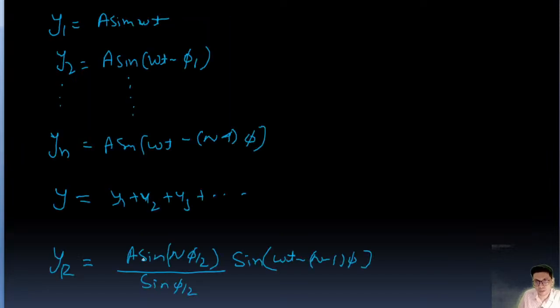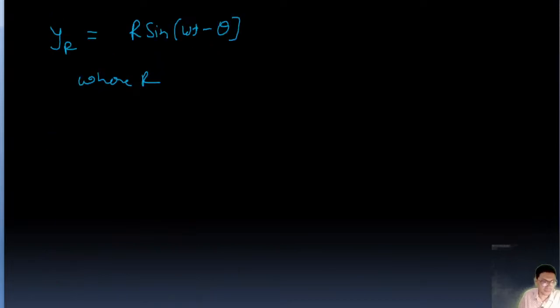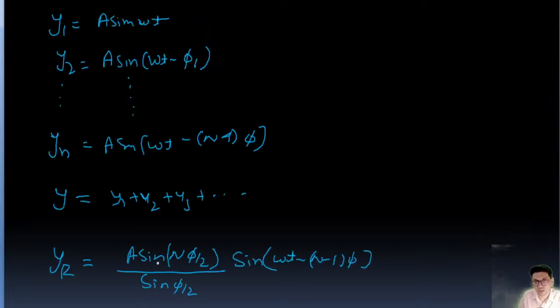Now we can write the resultant wave yr equal to r sine omega t minus theta, where the value of r is a sine n phi by 2 upon sine phi by 2. This is the value of r.